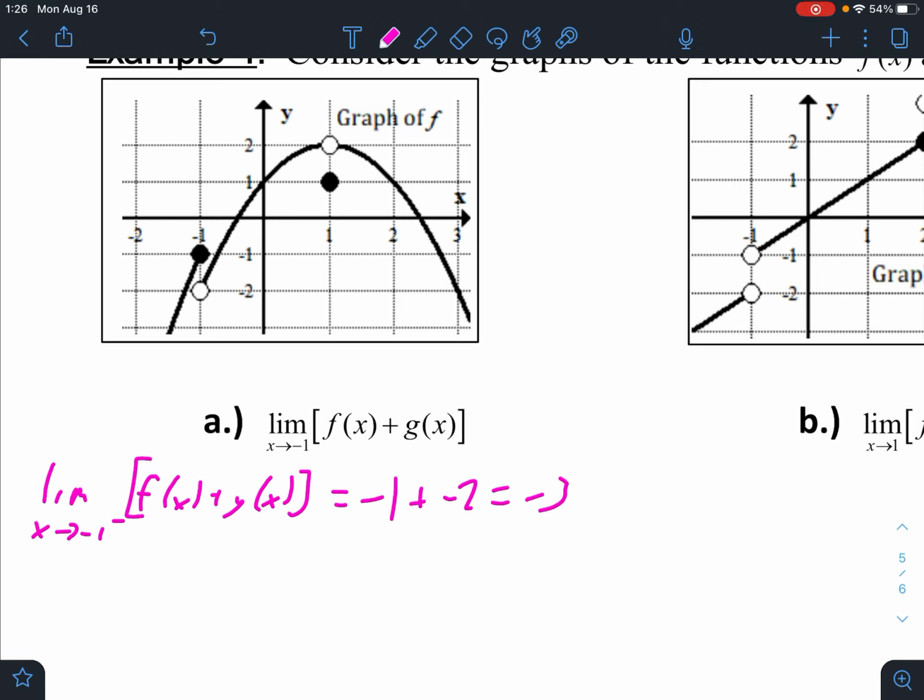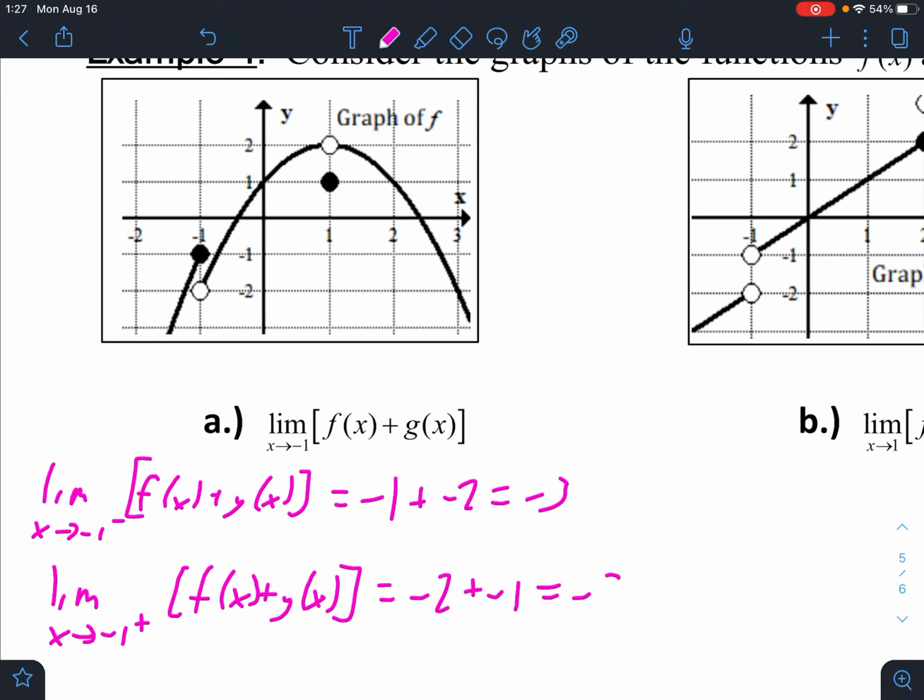Now let's take a look at the right-hand limit. Limit as x approaches -1 from the right of f plus g. The right limit for f would be -2. The right limit for g would be -1. So it's -2 plus -1, which is, of course, -3. The left and right limits agree, so we're at -3 for our answer.